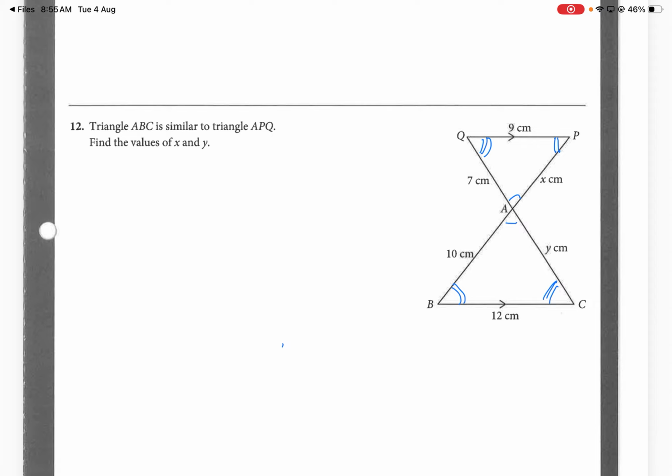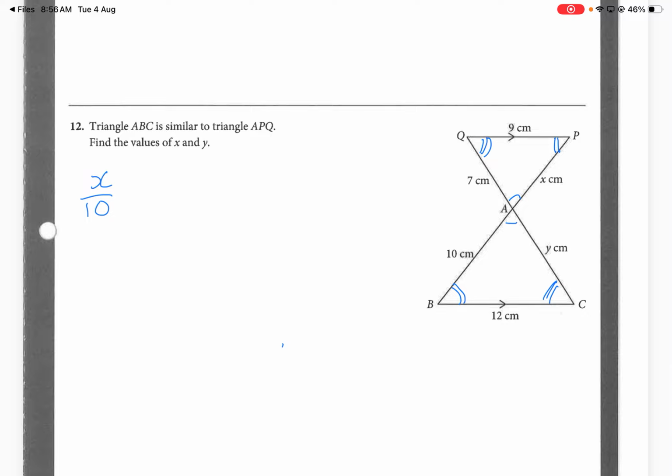Okay? So in Sec 2, they still help you. In Sec 3, they can give you this shape. They don't tell you similar, but you must know they are similar from the parallel lines. Okay, find the value of x. X is here. X is AP. AP corresponds to AB. So x corresponds to 10. So if I use these sides to find the scale factor, I will have x over 10.